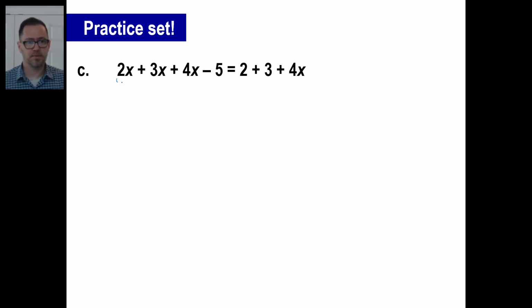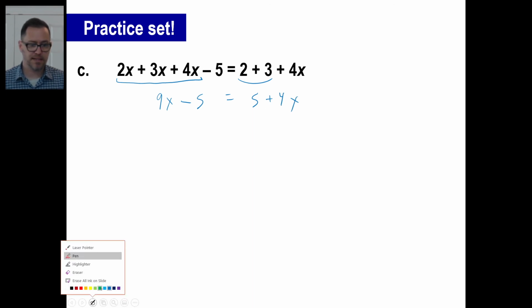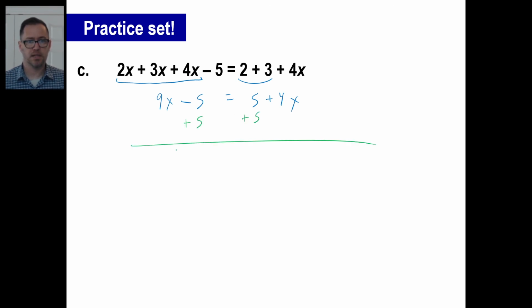All right, well, this is a piece of cake. 2x plus 3x plus 4x is 9x minus 5. All right, 2 plus 3 is 23. No, it's 5. Okay, plus 4x. All right, well, let's just go back to the old method there and get rid of our 5 by adding 5 here and by adding 5 there. Wink. And that's going to give us 9x. That'll give us 10, and it'll give us 4x.